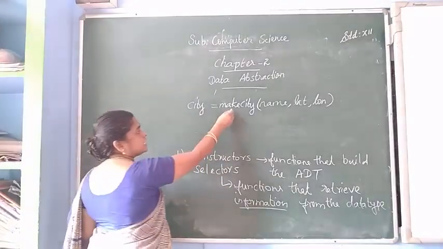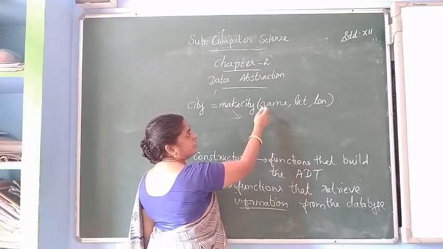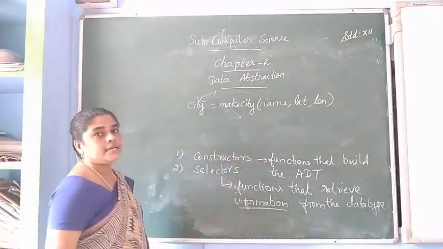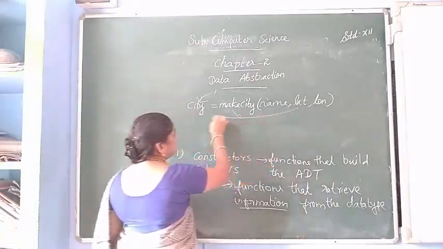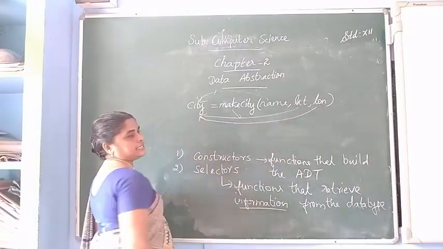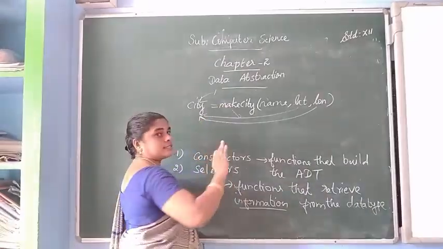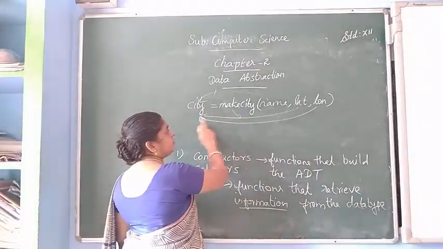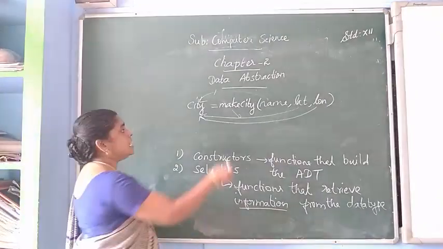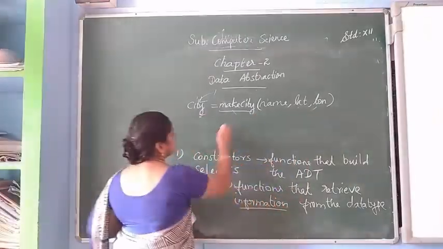See here, we are making the city. For making the city, we have to know the name of the city. Then we have to know the latitude of this city. Next, we have to know the longitude of this city. So we are constructing a city. Which one from this is the constructor? Can you say which one is the constructor? Make city is the constructor.